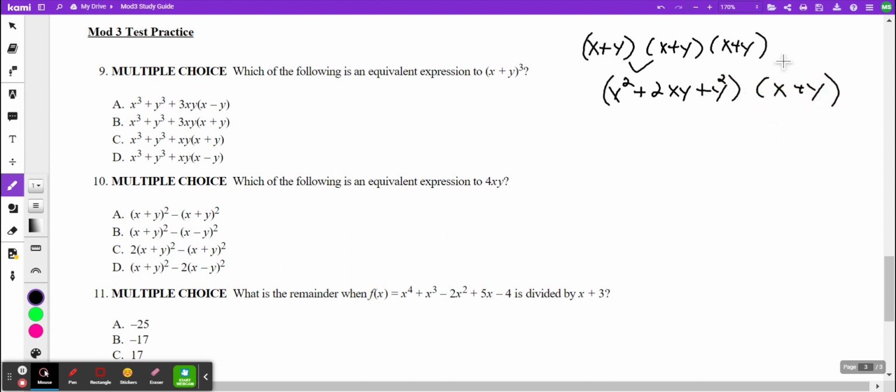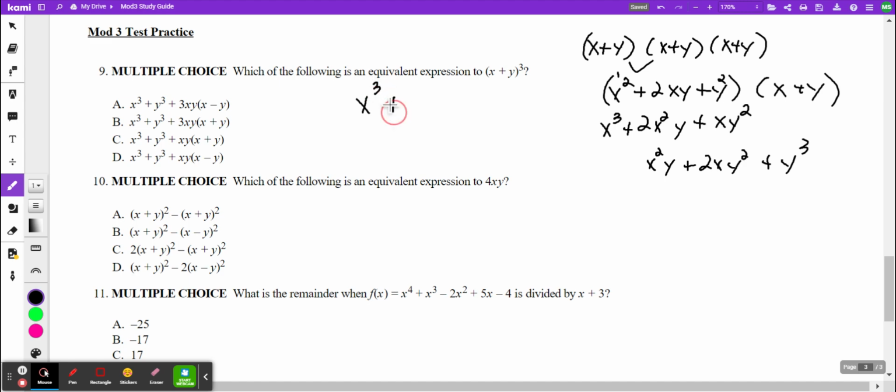Now, if I multiply this again, I would get the following, meaning I'm going to get x cubed plus 2x squared y plus xy squared. Then if I multiply the y, I'm going to get x squared times y, because I'm doing each one now, plus 2xy squared plus y cubed. And if I add these up, I get x cubed plus 3x squared y plus 3xy squared plus y cubed.